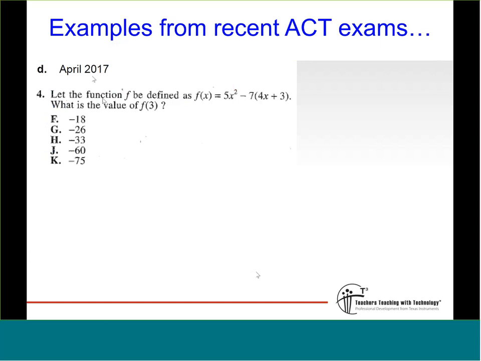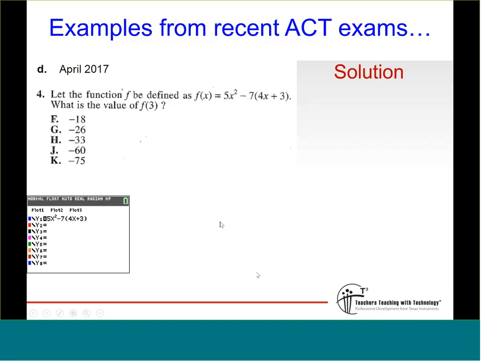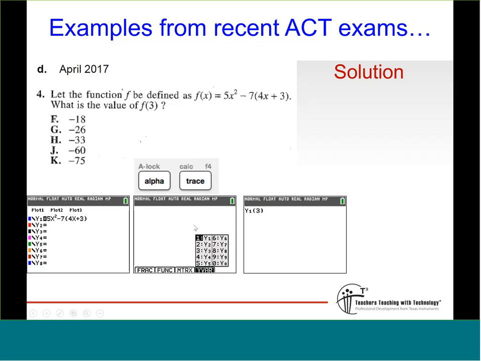So why would they need to do this? Well, in April 2017, problem number 4 was evaluate this function at 3, okay? So I'm going to go ahead and go right directly to the calculator here and type that in. I'm not going to do this one live. I was just going to kind of show it. But type it in here, okay? And then I'm going to go to Y1 and ask for Y1 at 3. Just like I would say F at 3, and it's telling me it's negative 60, and fortunately that's there.